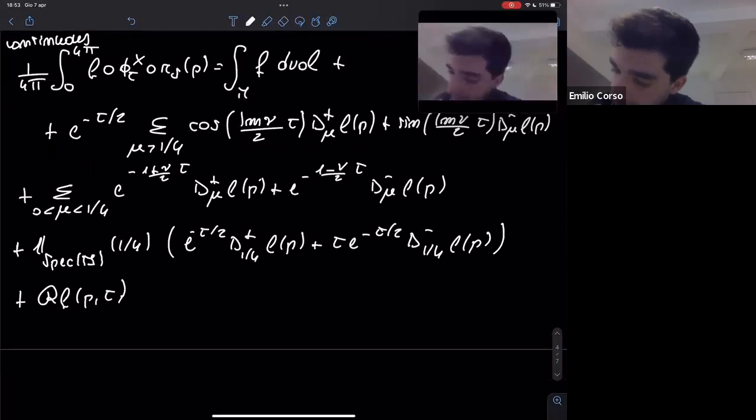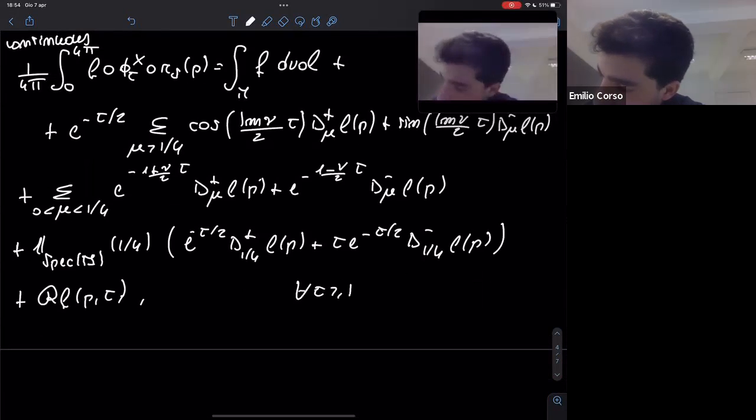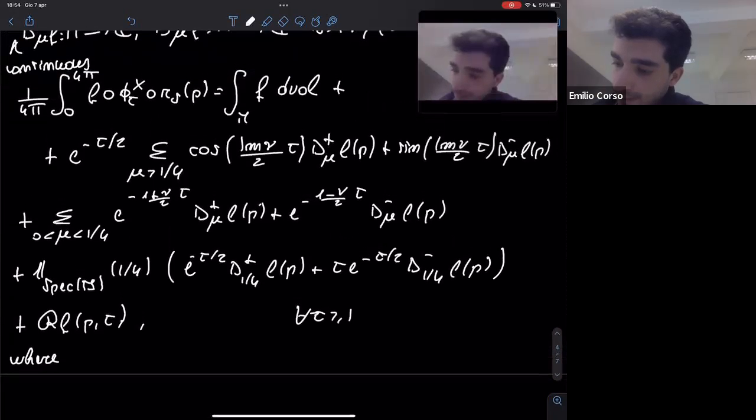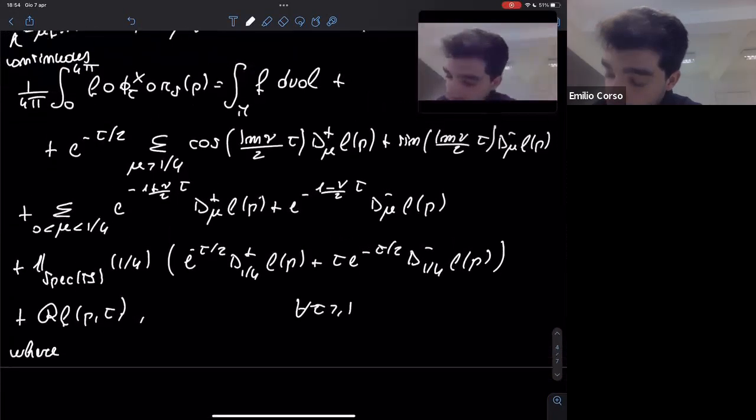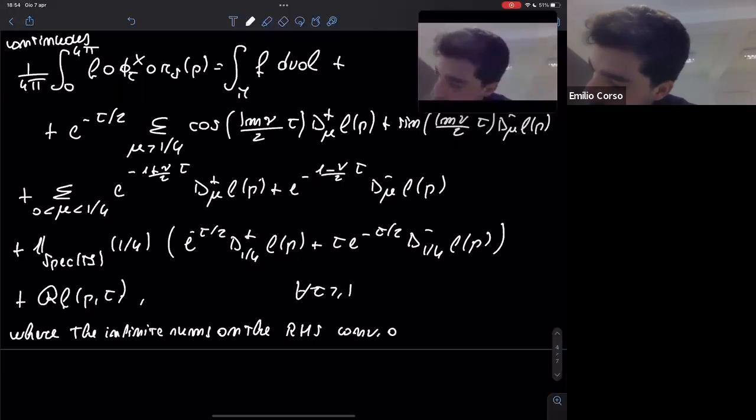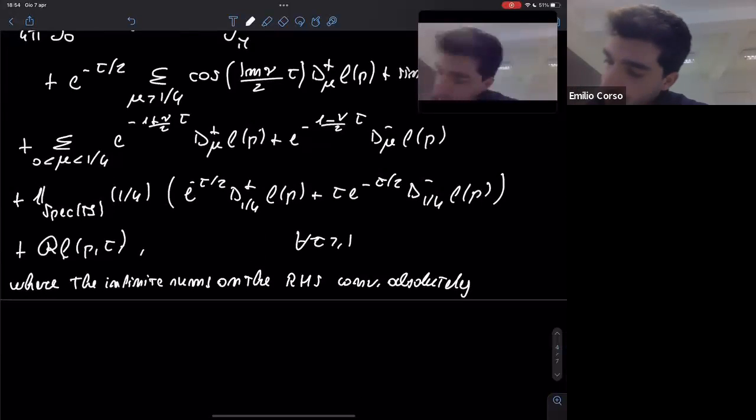Well, first, this holds for any t sufficiently large, t bigger than 1 suffices, where the infinite sums appearing on the right-hand side converge absolutely, actually uniformly even on M.